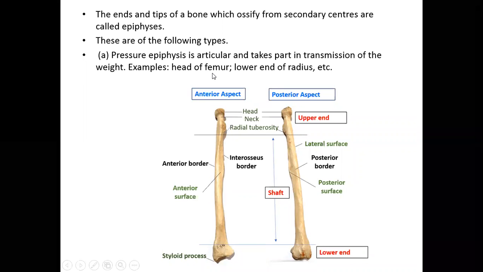Examples are head of femur, lower end of radius, etc. This is radius bone, lower end of the radius is an example of pressure epiphysis. That means lower end of the radius is developed after the birth due to the pressure which is applied to it.